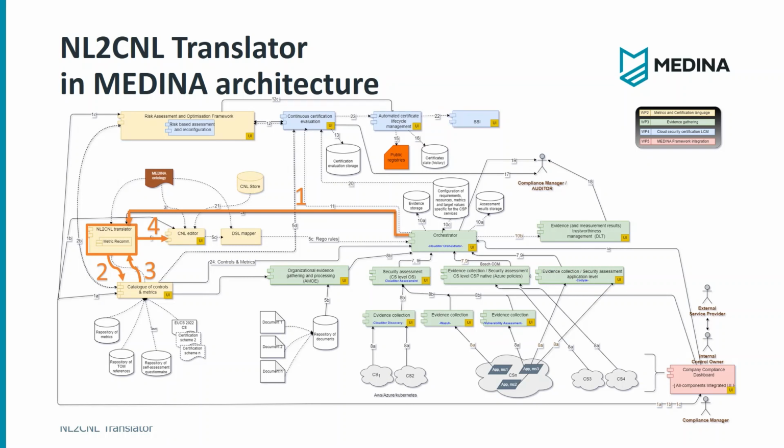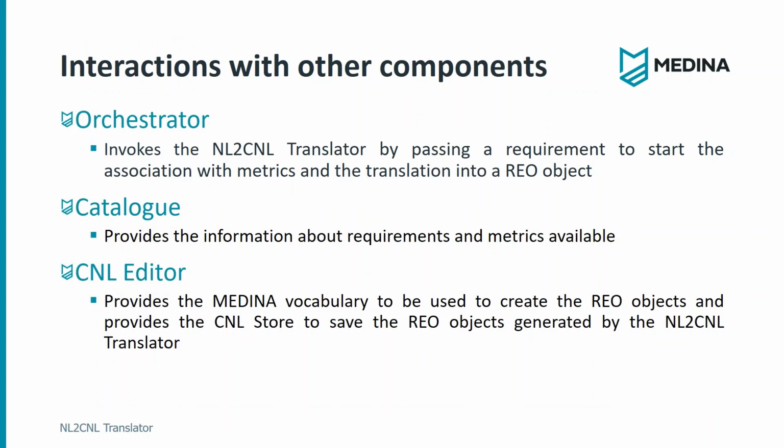This is a diagram of the MEDINA framework architecture, where you can see the NL2CNL Translator, and how the information is flowing to and from the other components. Specifically, the process of translation is triggered by the orchestrator, through its user interface. The orchestrator sends to the component the ID of a requirement to be translated. Then, the NL2CNL Translator connects to the catalog of control and metrics, to retrieve the requirement, and to select the metrics that better describe it. Finally, the NL2CNL Translator encodes all the information into a REO object, and sends it to the CNL Editor.